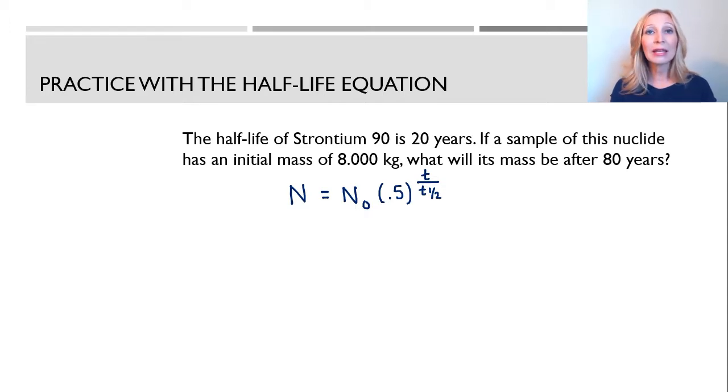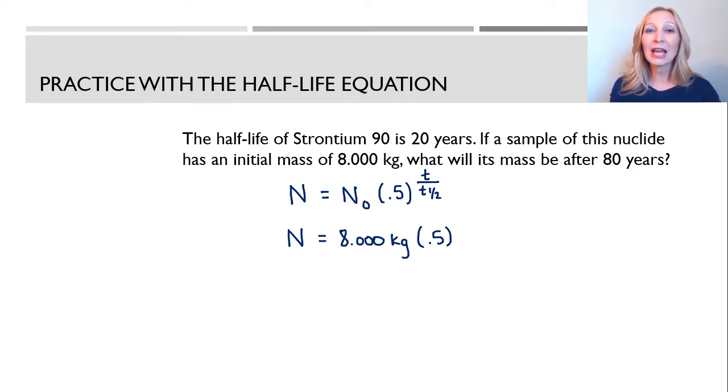Now I'm just going to plug in the information that I know. I'm trying to find the mass after 80 years. So I'm really trying to find my final n. So n will equal n0. This is the beginning. This is the initial amount. And it says that I started with 8.00 kilograms. So that's my n0, that's my initial amount. Then I have 0.5 raised to the power of t over t1/2.